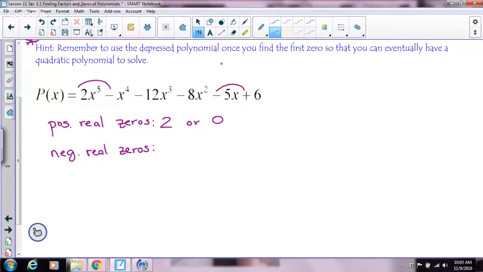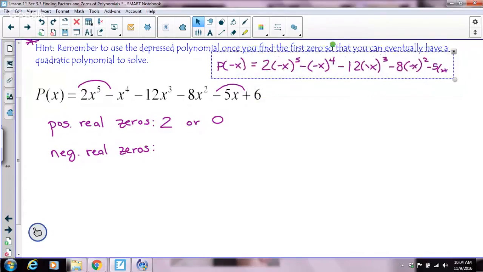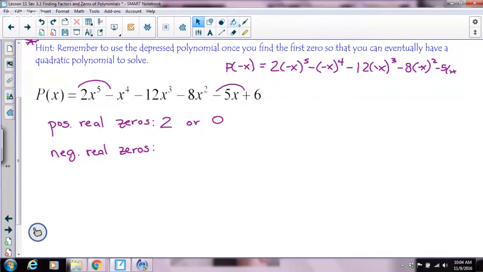So now I'm going to do, and make sure you write this down, p of negative x, so 2 times negative x to the 5th, minus negative x to the 4th, minus 12 times negative x cubed, minus 8 times negative x squared, minus 5 times negative x plus 6. I'm running out of room.